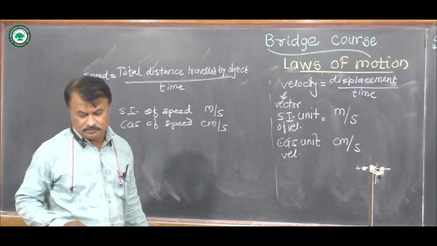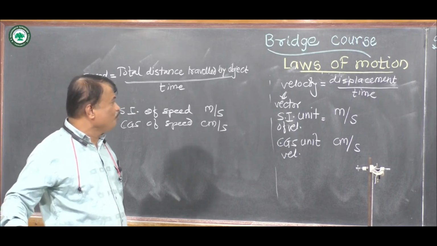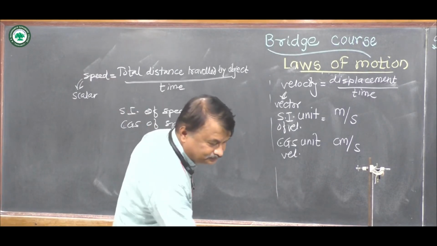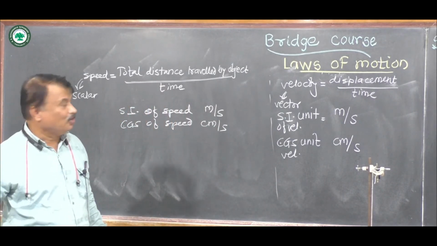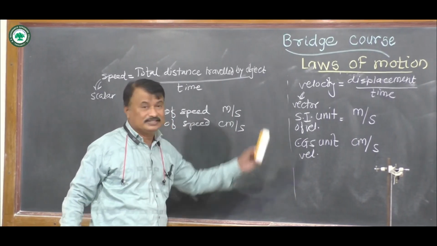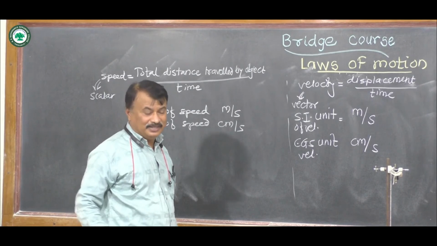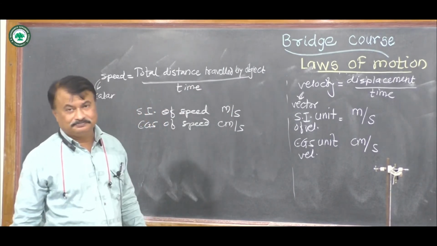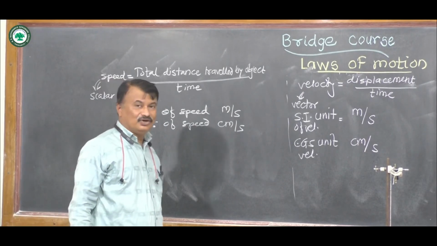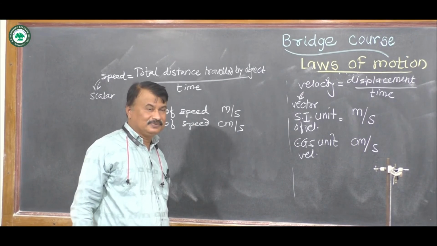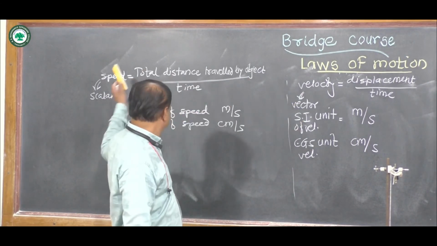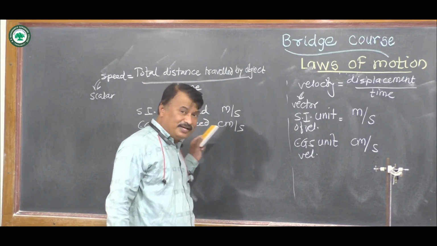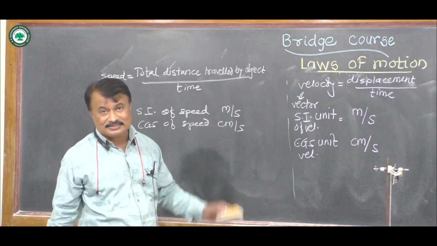Now if a body is moving along a straight line like this one, then the values of speed and velocity are the same. Remember that when bodies are moving along a straight line, the values of speed and velocity are the same. So this is about velocity and speed. Always remember that velocity is a vector quantity and speed is a scalar quantity. The units of speed and velocity are the same. And when a body is moving along a straight line, the values of speed and velocity are the same.